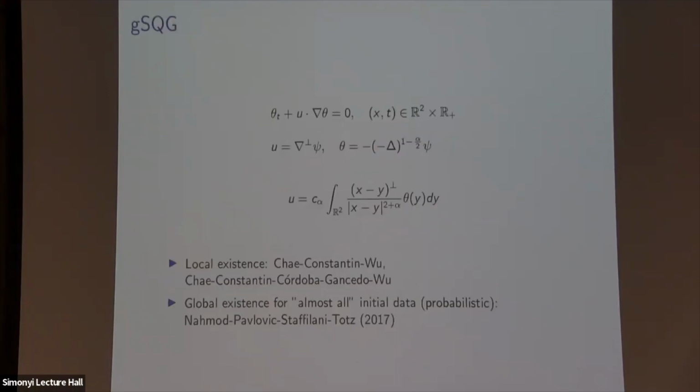Moreover, we can think about a family interpolating between these two laws via this fractional Laplacian, where we adopt the convention that for alpha equal to 0, we get Euler. For alpha equal to 1, we get SQG. But this is well defined all the way up to 2. So alpha ranges over the interval from 0 to 2, open at 2. There are some local existence results by Chae, Constantin, and Wu, and Chae, Constantin, Córdoba, Gancedo, and Wu, depending on the range of alpha, and also some probabilistic results by Nahmod, Pavlović, Staffilani, and Totz.